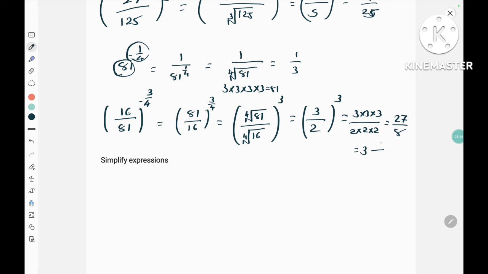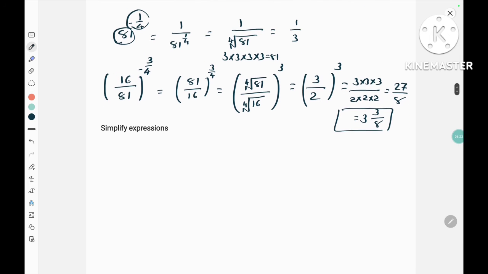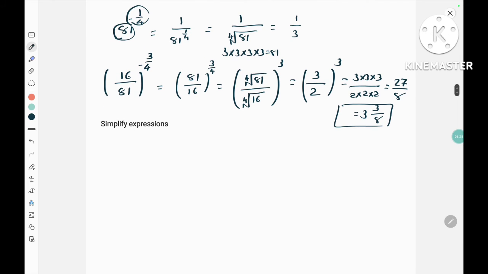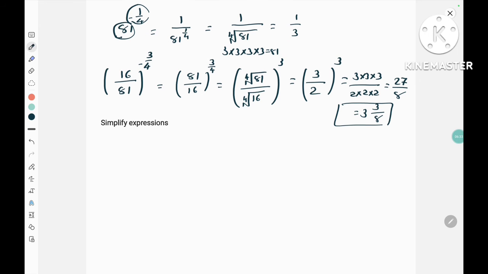8 times 3 is 24. So 3 whole 3 over 8. This is our final answer. If you evaluate and your answer is a fraction that is an improper fraction, or you can simplify it. If it is an improper fraction, give your answer as a mixed number.